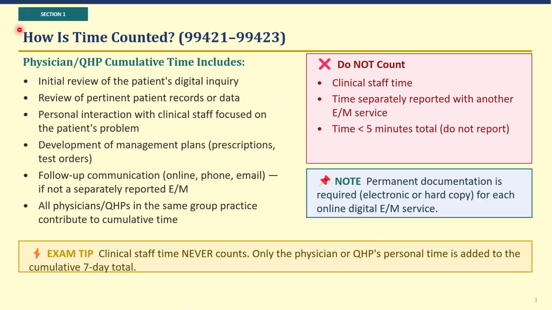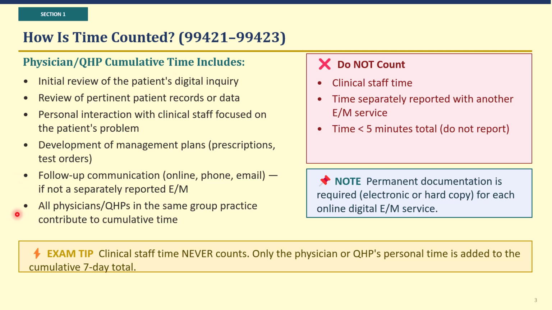So let's see how the time is counted. Physician or qualified healthcare professional cumulative time includes initial review of the patient's digital inquiry, review of the pertinent patient records or data, personal interaction with clinical staff focused on the patient's problem, development of management plans such as prescriptions or test orders, follow-up communication such as online, phone or email, if not separately reported as EM. So if you reported this in a separate EM code, you can't claim here.